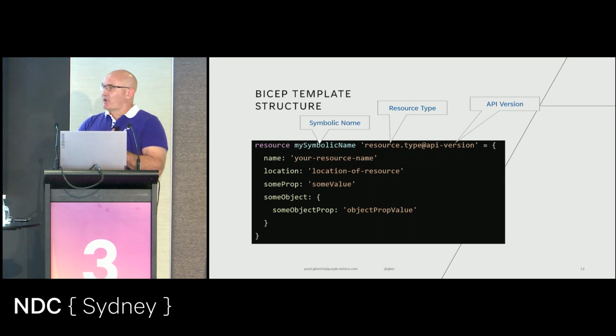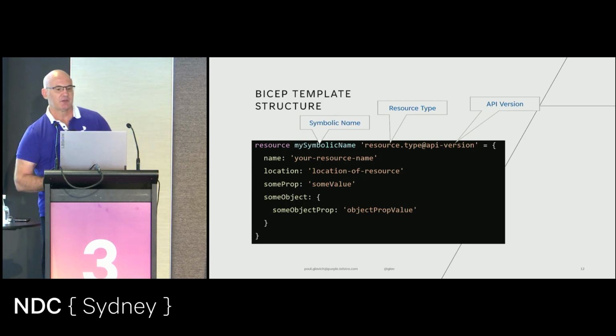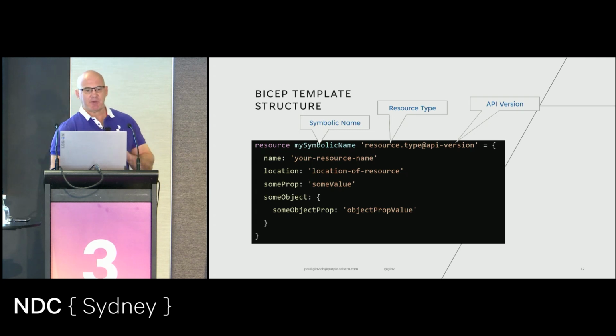What does a Bicep template look like? And we'll get into some actual code in a second. You can see we've got the resource name. We've got the symbolic name, so you're saying resource of a symbolic name, in this case my symbolic name, not very exciting. The resource type, its API version, and then some properties there.